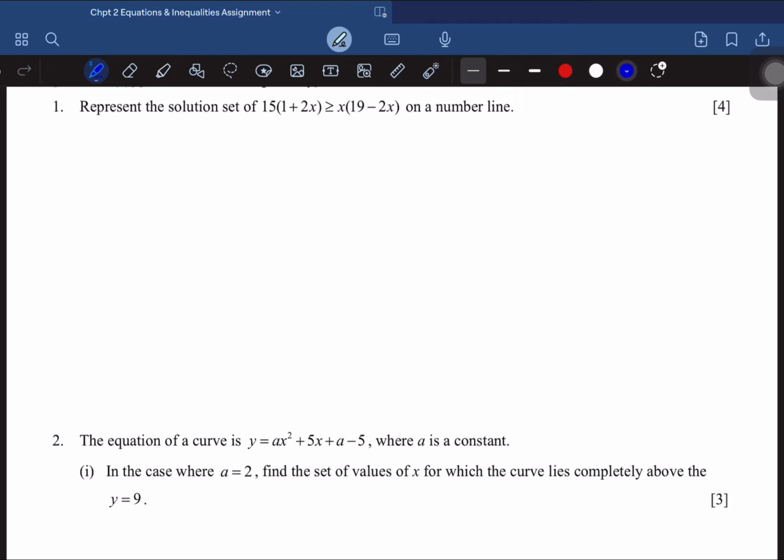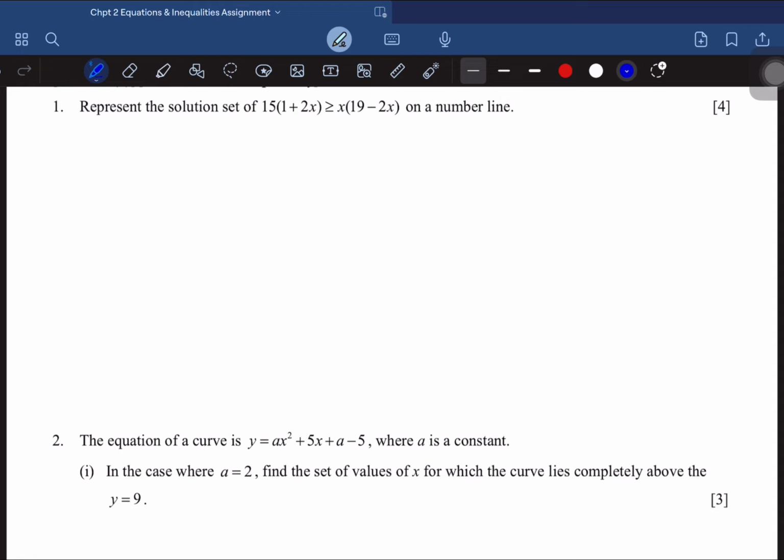This first question is, represent the solution sets of this quadratic inequality on a number line, which means that there are multiple requirements over here. Solution sets means the so-called answer to the inequality. Then number line, which means we have to represent the answer on the number line. So there are two things that are required. So let's take a look.